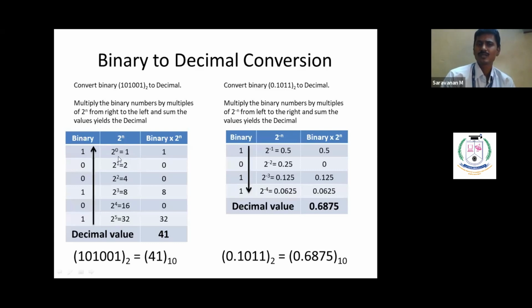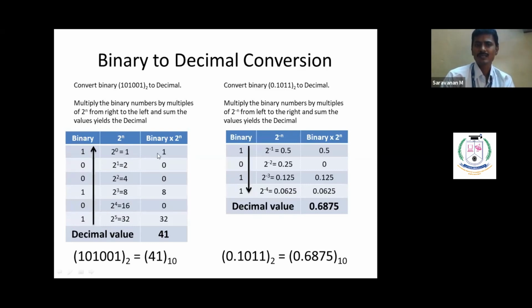Okay, so 2 power 0 is 1, 2 power 1 is 2, 2 power 2 is 4. So it goes like that. 2 power 3 is 8, 2 power 4 is 16, 2 power 5 is going to be 32. Now just multiply it. Okay, multiply each binary digit by its corresponding 2 power n. So wherever the digit is 0, we need not multiply, because anything multiplied by 0 is going to be 0. So for these two values, we need not multiply. We get 0 here. Similarly for this value, it is 0.